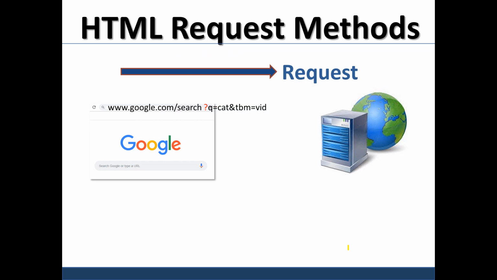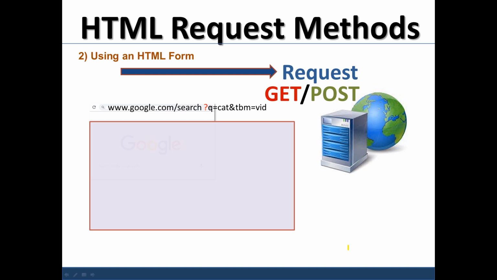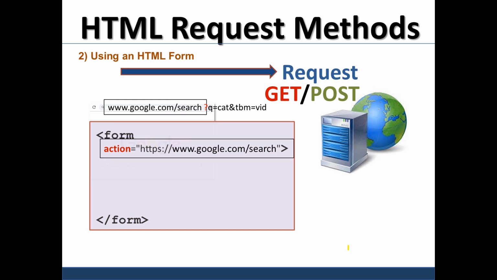A second common way to make a request is by using HTML forms. The data submitted in the form can use either the GET or the POST methods. The form elements must be included within the form tag. The form tag includes the action attribute. The action attribute specifies the URL of the web server. The form elements must include the name attribute. The value of the name attribute must be the same as the parameters used in the URL query string.